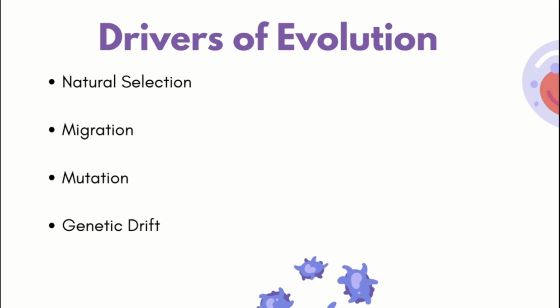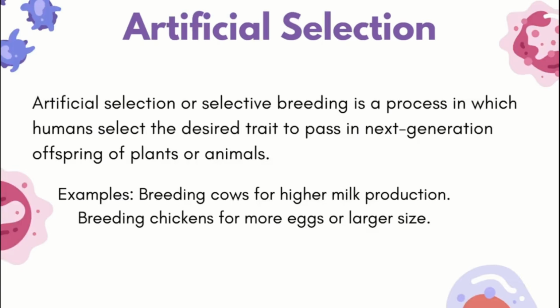Migration is very simple. It's another driver of evolution. It's basically when a species or a population moves from one place to another. Then you have mutations, which are changes in the DNA sequence. You have genetic drift, which is completely random, and it causes changes in the allele frequency. So basically, these four are drivers of evolution. They can affect how the population will look later on down the line. And so, yeah. Then you have artificial selection.